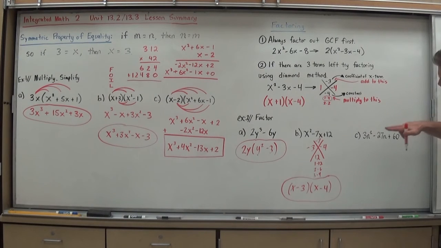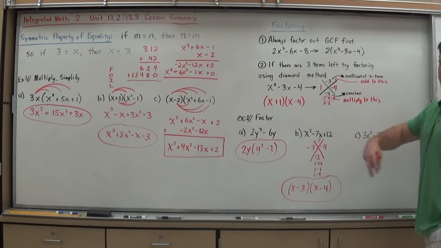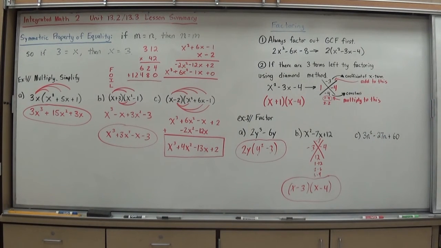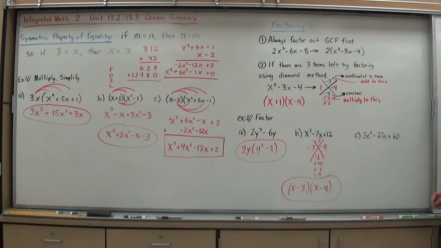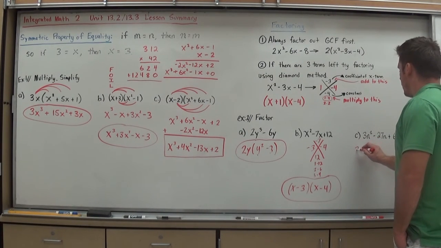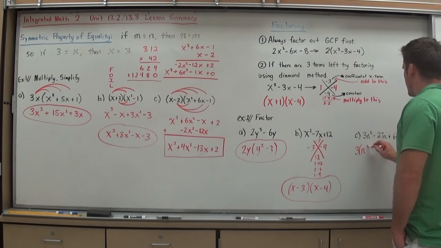C, and the first thing you're going to do is you're going to see trinomial, diamond, yay, get to work, right? But no, you got to avoid that temptation. And still, no matter what, be disciplined and always factor out a GCF first if possible. What do they all have? 3, 27, and 60. 3 goes into all of those. So I need to take a 3 out of each of these terms.